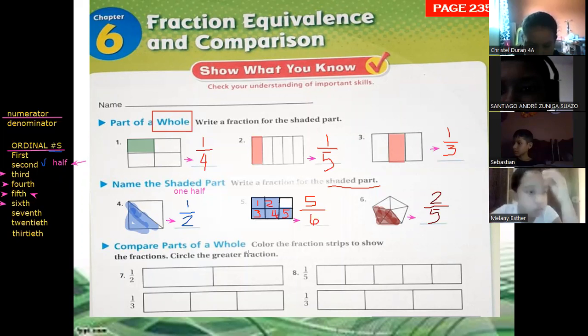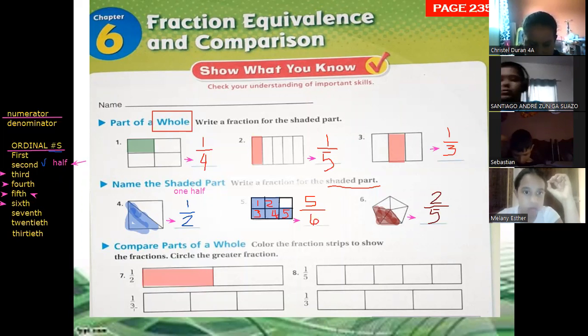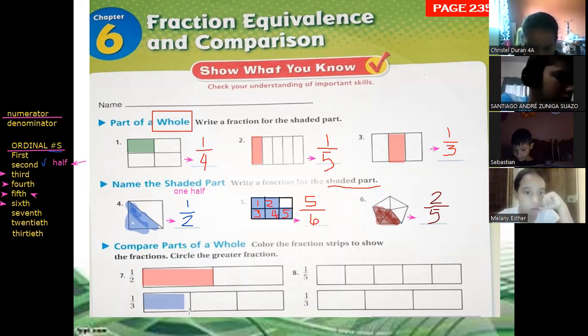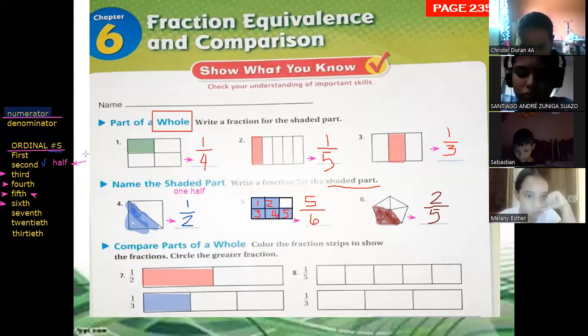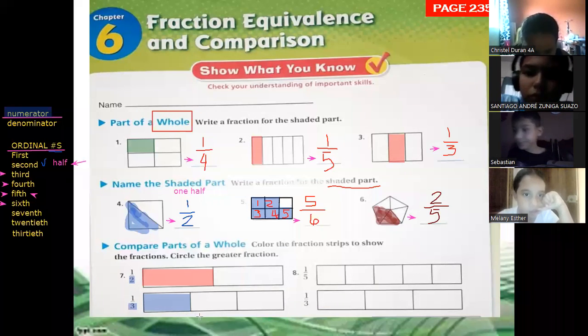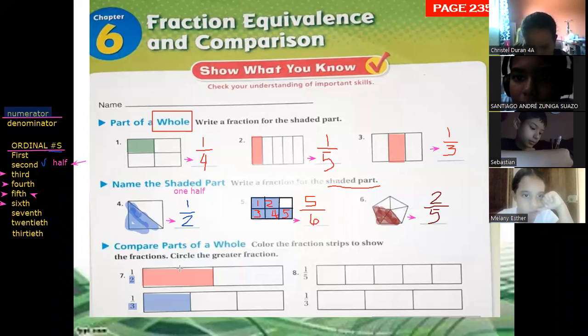How many parts do I have to color? 1. I have to color one part. Second, how many parts do I have to color in 1/3? 1 also, because remember the color part is the numerator. The bottom number is the number of parts the whole is divided into. The first shape is divided into 2 parts, so that's our denominator. The second is divided into 3 parts. That's our denominator. How many parts are colored? Just 1 in each one.